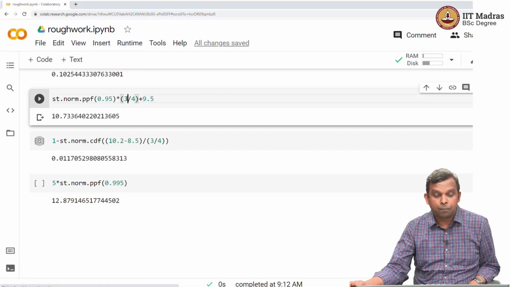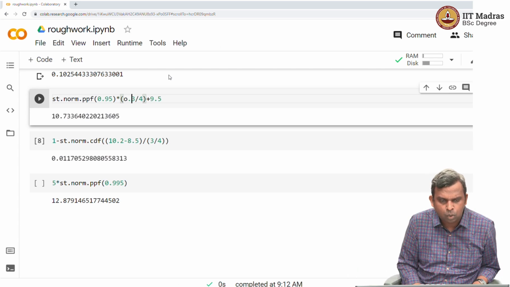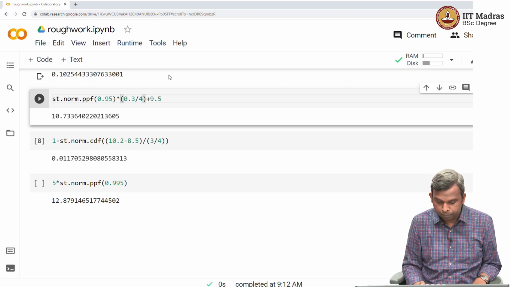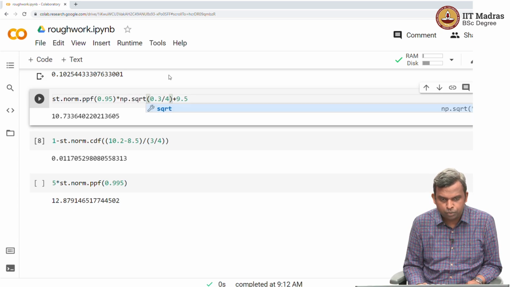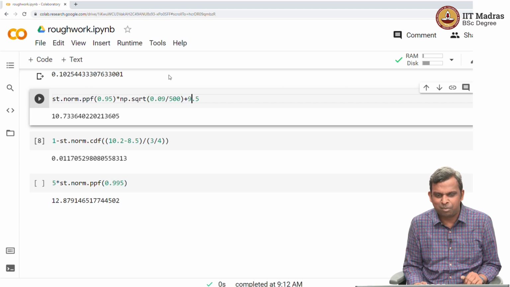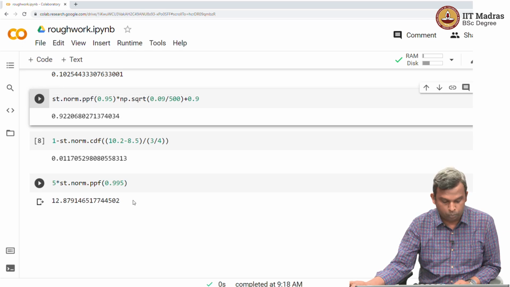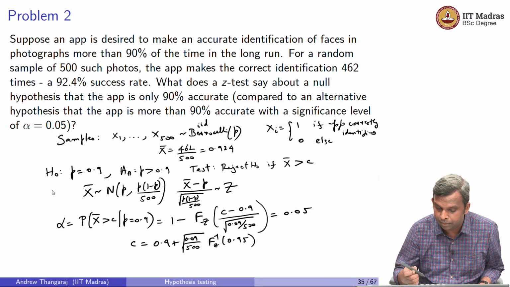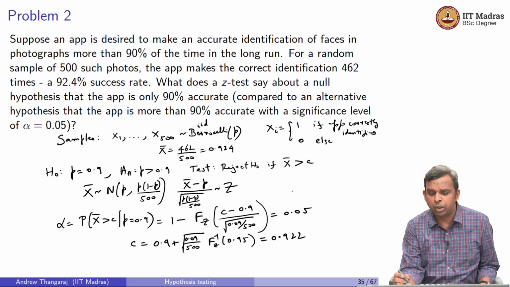So here we got 0.3. If you want, let me just write it as np.sqrt of 0.09 by 500, exact same thing as what we did, plus 0.9. So that's going to be my threshold, and that works out to 0.922. Okay, let's go back to our screen. So that's 0.922. Look how close it is to x bar.